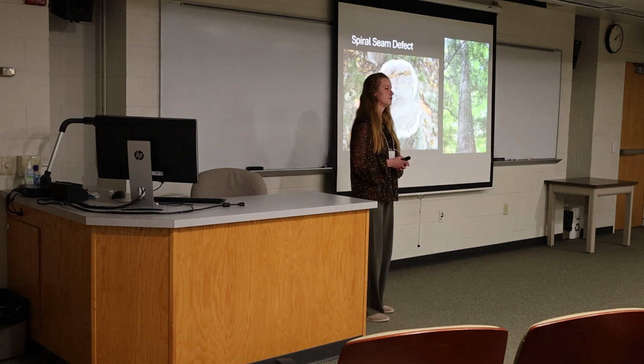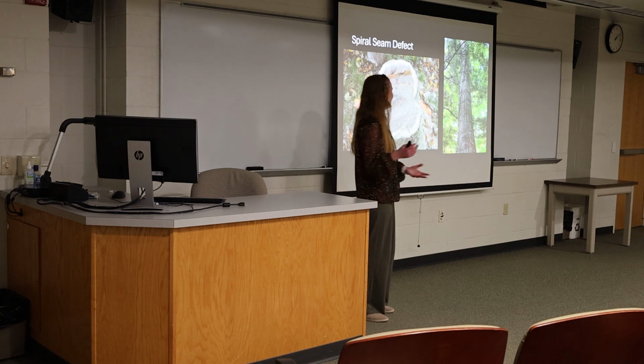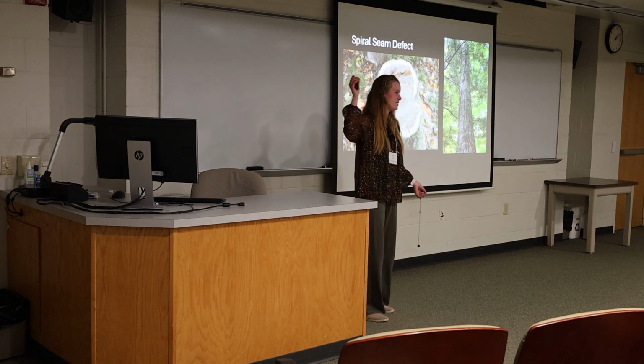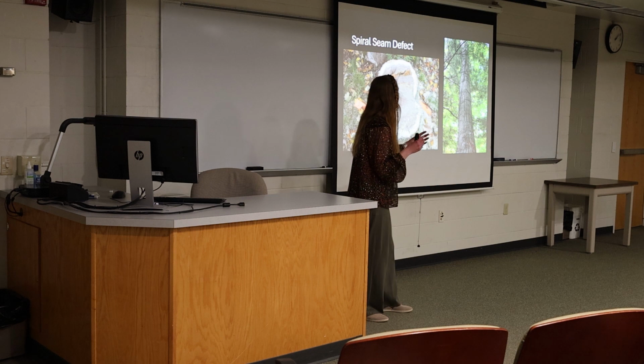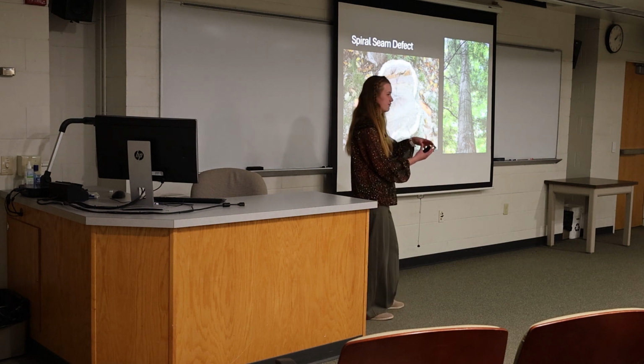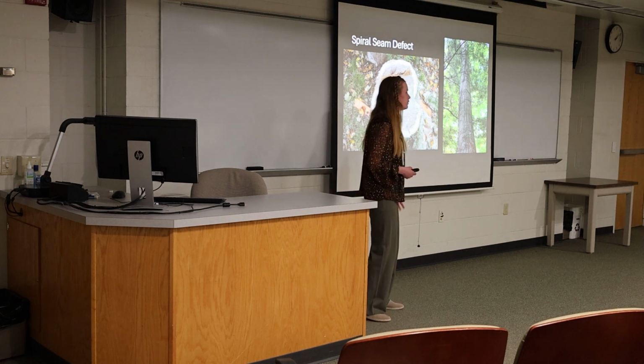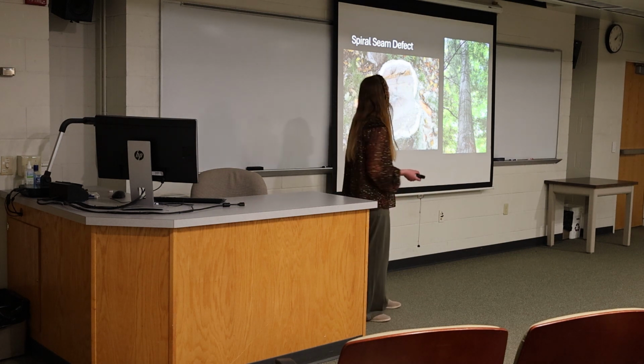Moving on to our spiral seam defect, this tree had a really cool stump. We see 2 really large seams forming, and then this really dark star heart in the center with a bunch of cracks emerging from it. And that just shows how weakened and stressed this tree was, which is very common for a spiral seam.